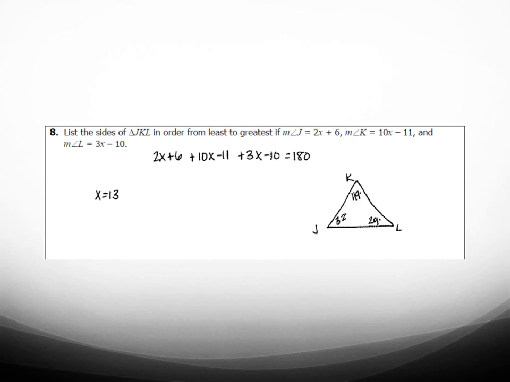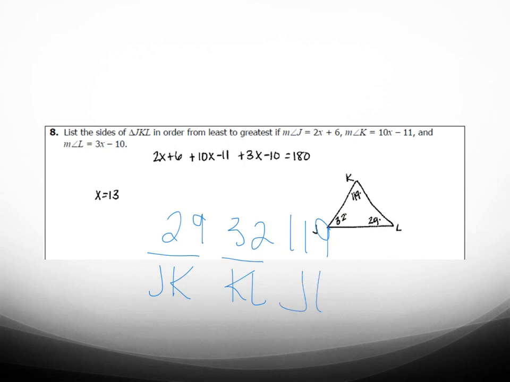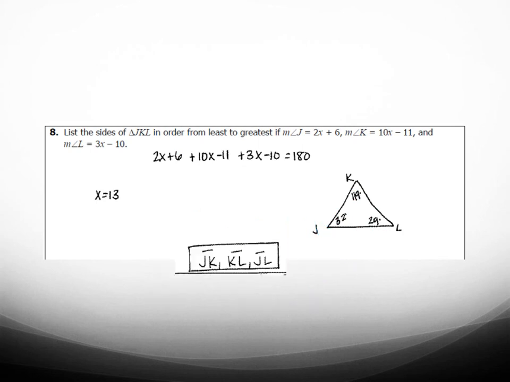We're going to write down the smaller number, which is 29, 32, and 119. So what's across from 29? JK. What's across from 32? KL. What's across from 119? JL. And we listed it in order from least to greatest. Here we go. Yay.